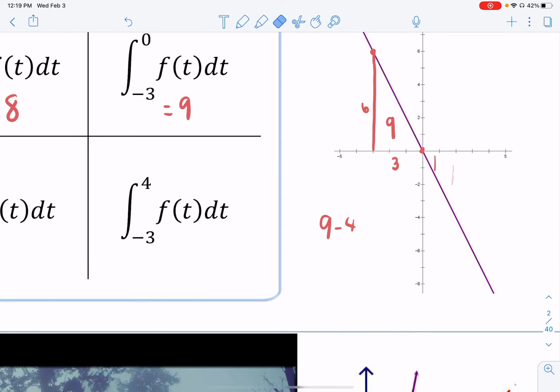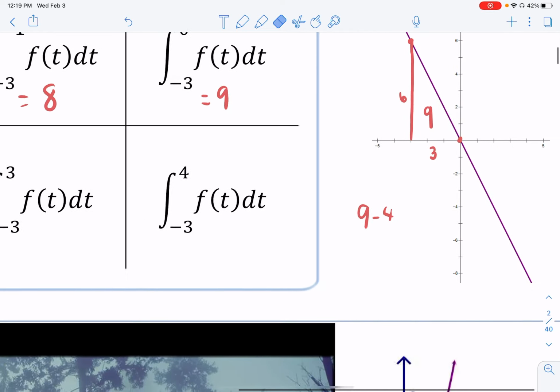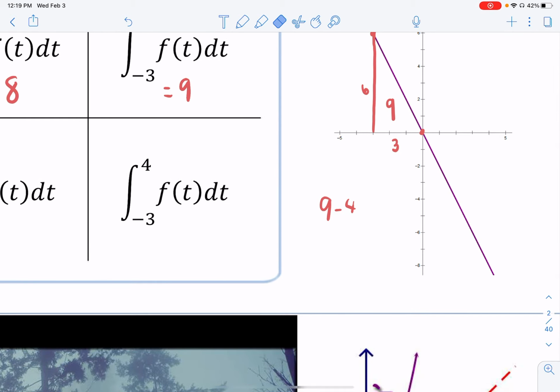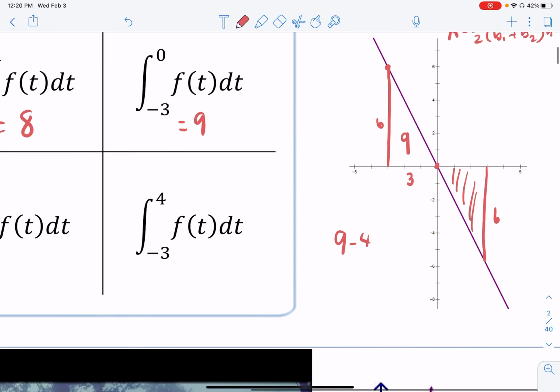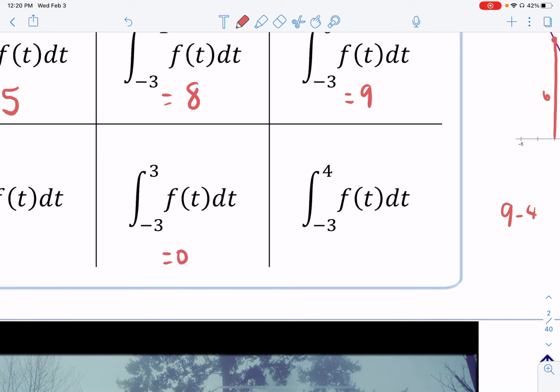Let's do the next one, which I believe goes from -3 to +3. Wait, come on. There we go. -3, +3. That should hit at 6. It's the same exact triangle as what's up above the x-axis here. This is a +9. This should be a -9. They should cancel each other out and get 0 equals 0.